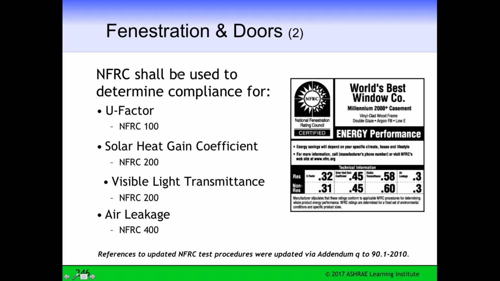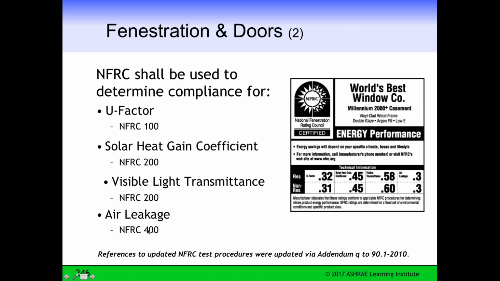And here is an example of the National Fenestration Rating Council test procedures. These are not standards, they're test procedures. For U factor, it's NFRC 100. For solar heat gain coefficients, NFRC 200. For visible light transmittance, NFRC 200, and air leakage, NFRC 400.